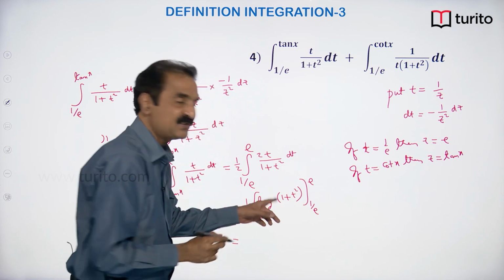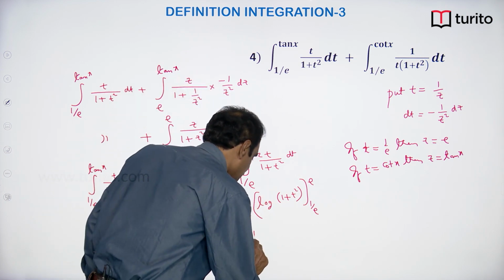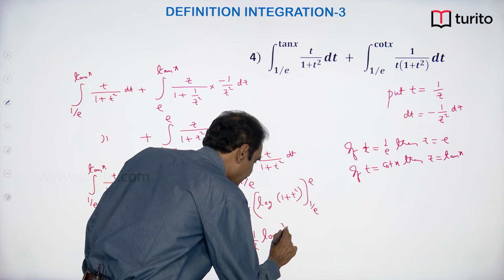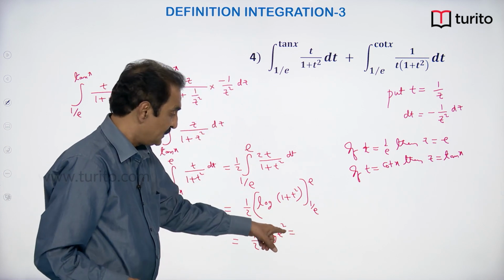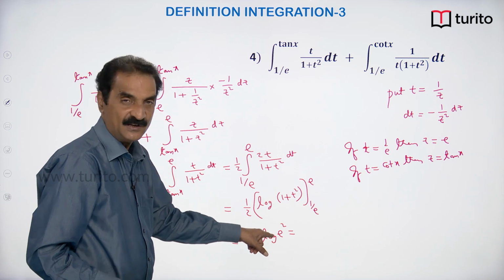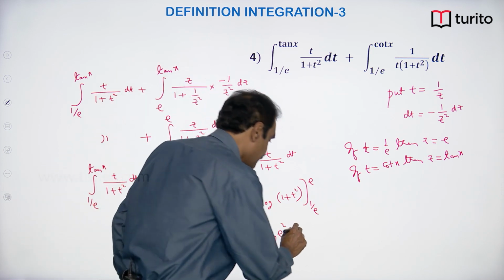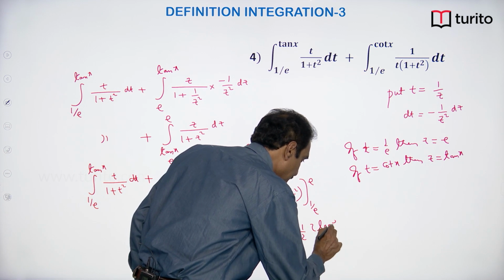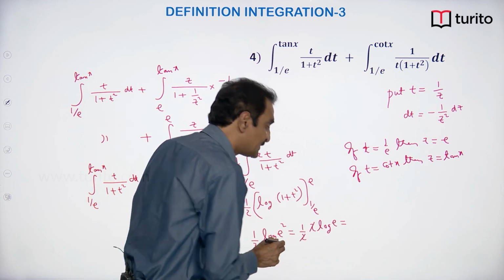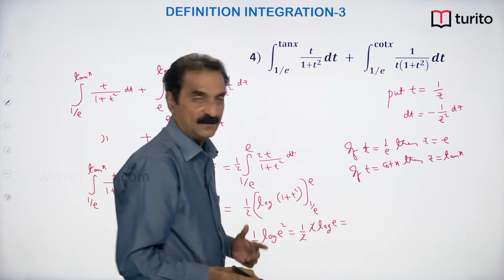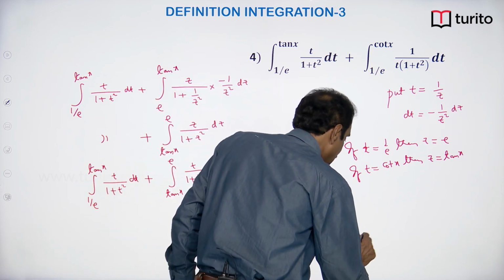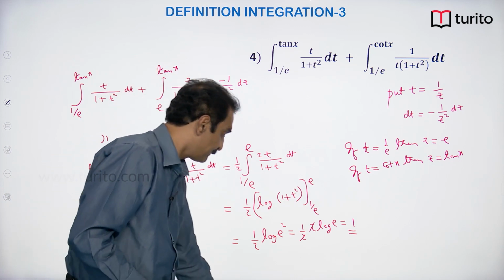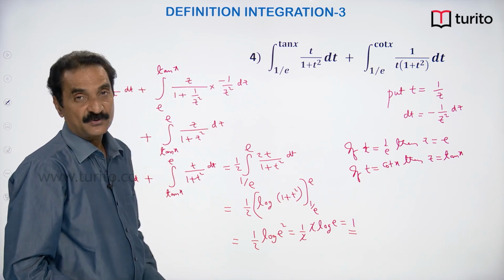You substitute and simplify, you are going to get half log e square. Then you can write it as 1 by 2 into 2 log e. Two cancels. What is the value of log e? 1. So, the sum of those integrals is 1. Next question.